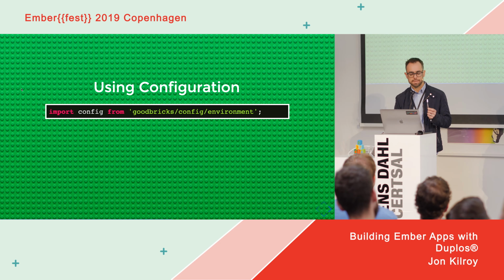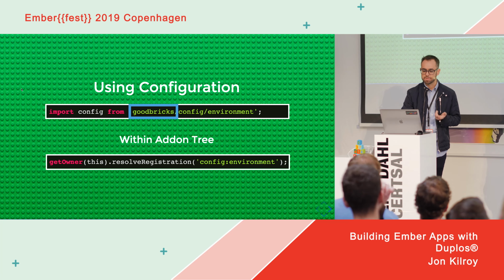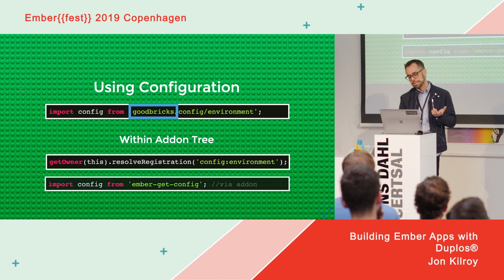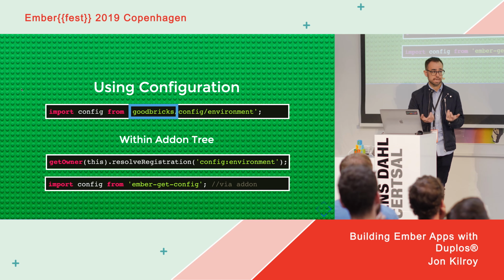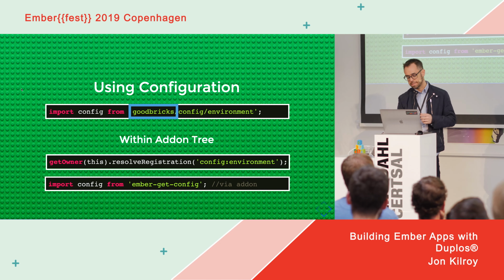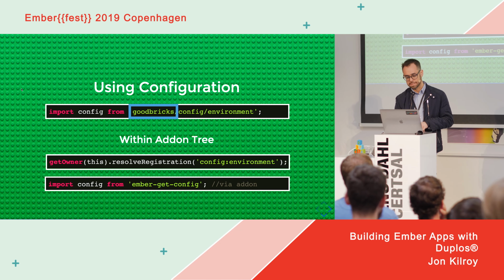But what's a little bit tricky when it comes to add-ons is you don't know the name of the app, so you can't statically import it. So typically what you do is you do something at runtime with a dynamic lookup to the container. A lot of times my team uses this great add-on. It's called Ember Get Config. So then you can just simply add this static import, and it does all the lookups behind the scenes.